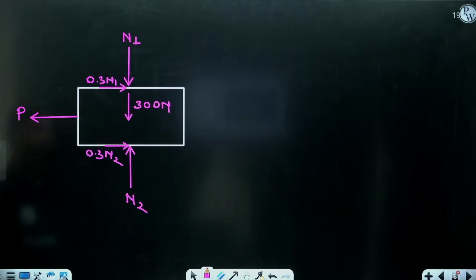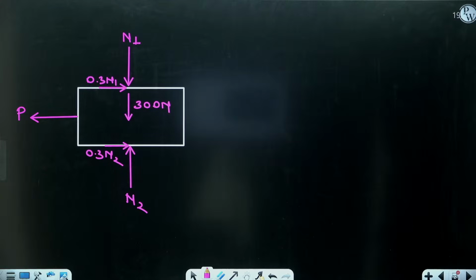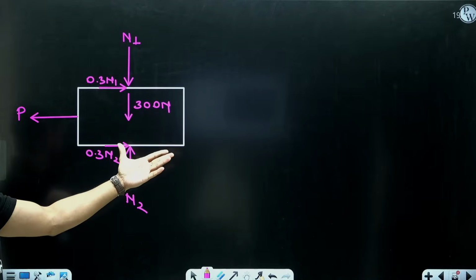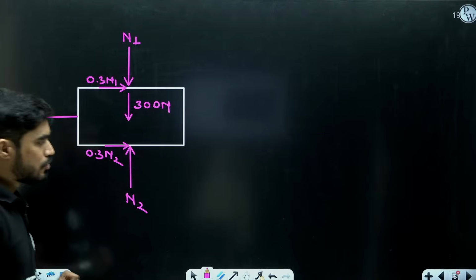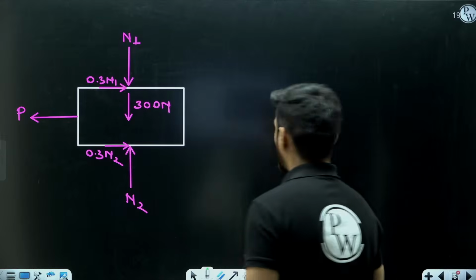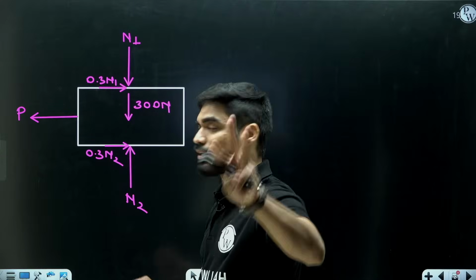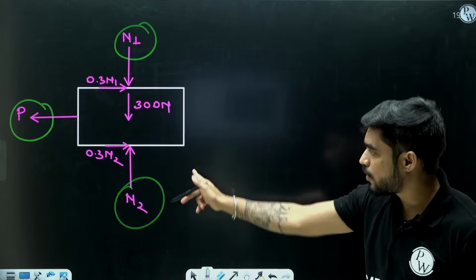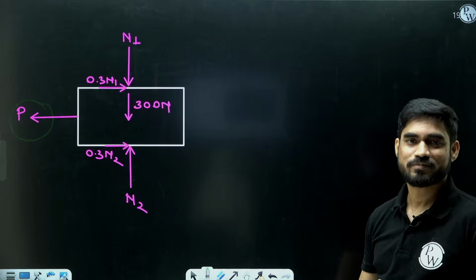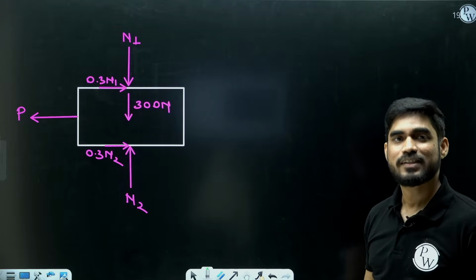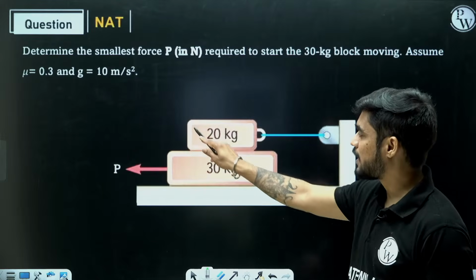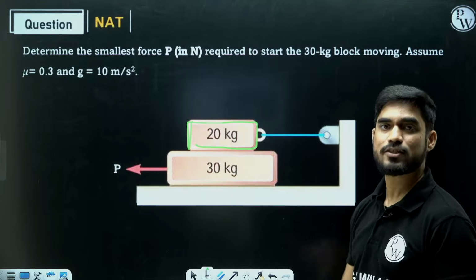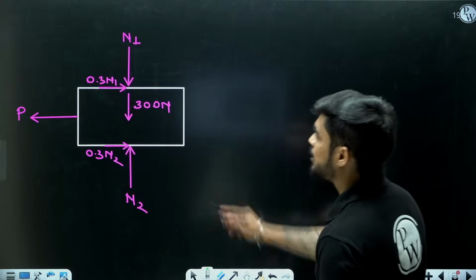Now, in order to solve this free body diagram, how many equilibrium equations do we have? We have two equilibrium equations. We can't apply moment here because we don't have distances. And how many unknowns do you see here? You see three unknowns: N1, P, and N2. So can you solve this free body diagram? No. Then how to solve this problem? You draw another free body diagram, the free body diagram of this 20 kg block, and find the value of N1.